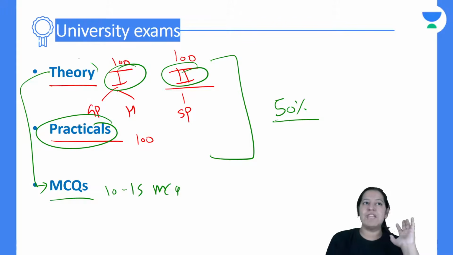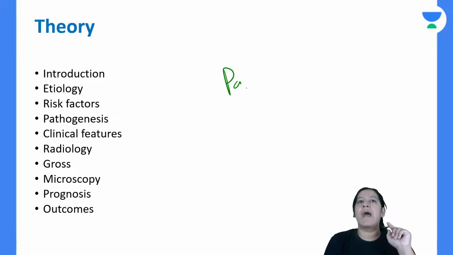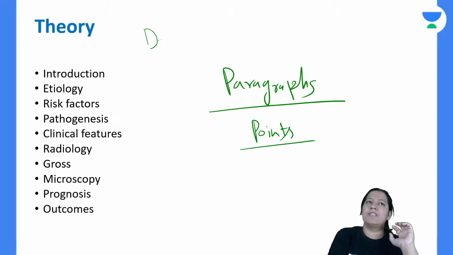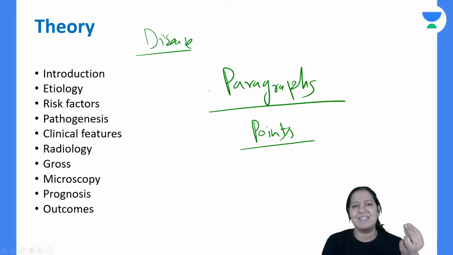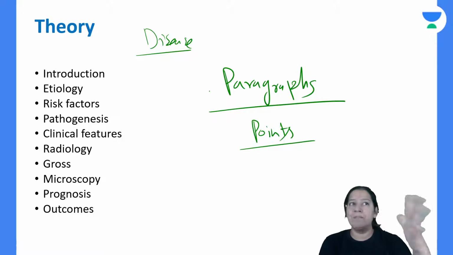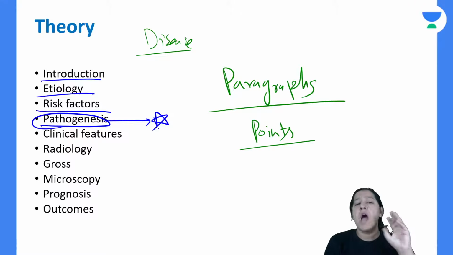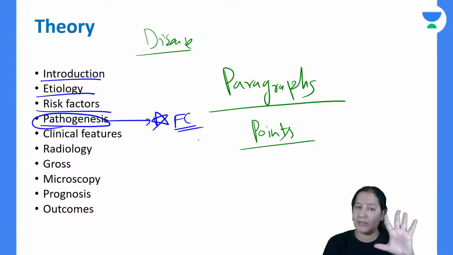Now, let me tell you something about the theory for university exams. Don't write paragraphs in your university exam. Write your answer in the form of points, with headings. Any disease asked in your exam, whether it is endocarditis or appendicitis, write in points. First, write the introduction about that disease, then the etiology, the risk factors, and the pathogenesis, the most important part: how that disease develops in the human body. Tell the mechanism. Try to make the pathogenesis of all diseases in the form of a flow chart.